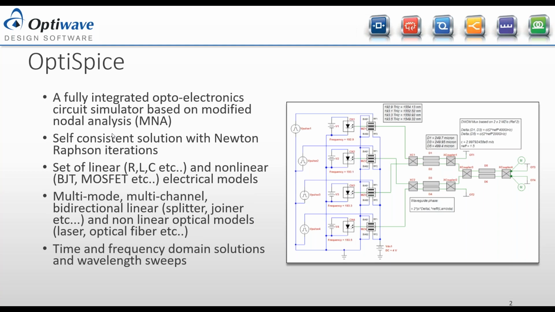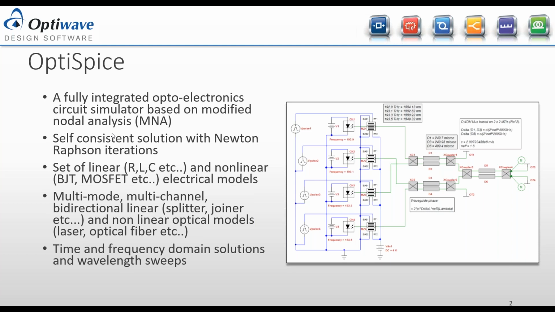Our OptiSPICE is based on the well-known Berkeley SPICE. Berkeley SPICE is a tool that is commonly used. It's the industry standard for simulating analog electronics. In our OptiSPICE, we have actually augmented this by adding optical capabilities to it.